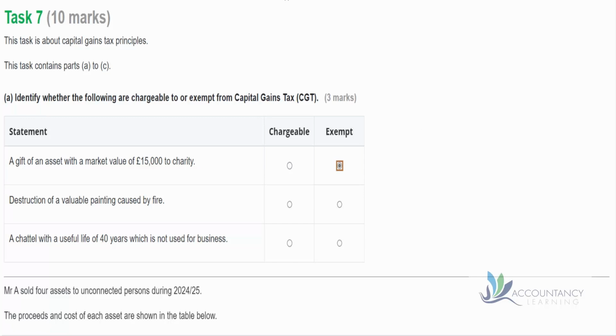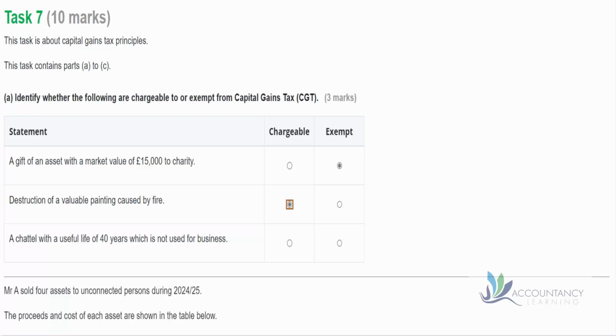So for this, we need to remind ourselves, when do we have a chargeable disposal? Chargeable disposals include when we sell the whole or part of an asset, or if we gift the whole or part of an asset, unless we gift it to a charity, if we receive any money to surrender the rights of an asset, or if we have the loss or destruction of the whole or part of an asset. So in this case, we've got the destruction of a painting, and therefore that is a chargeable disposal.